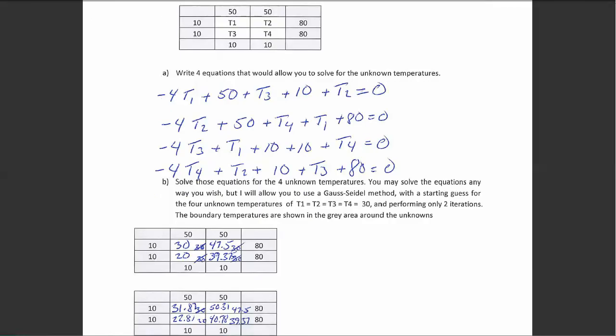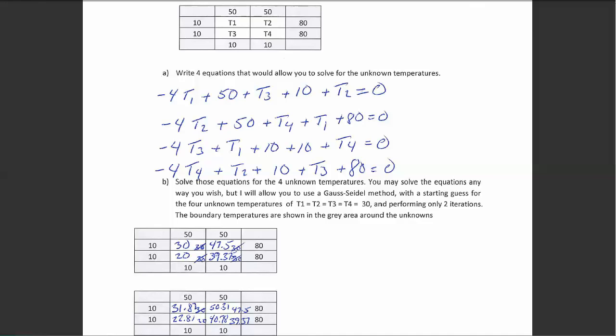So for the T2 value, it'd be minus 4 times T2, and then its neighbors would be a 50 and a T4 above and below, and a T1 and an 80 left and right, letting us write that equation. We write each of those equations. Then I said, solve those equations for the 4 unknown temperatures.